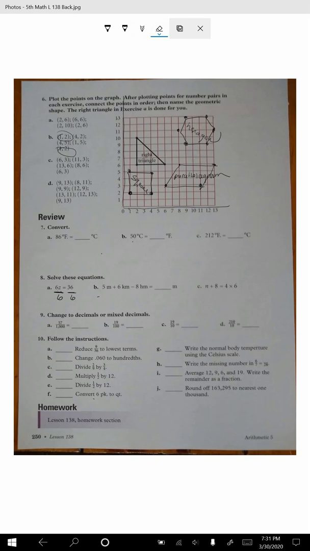All right, this one right here, B, we have 5 meters plus 6 kilometers minus 8 hectometers equals how many meters? All right, so this 5 is fine because we're looking for meters and he's already in meters. This 6, we're going to have to change to meters. So 6 kilometers is how many meters?